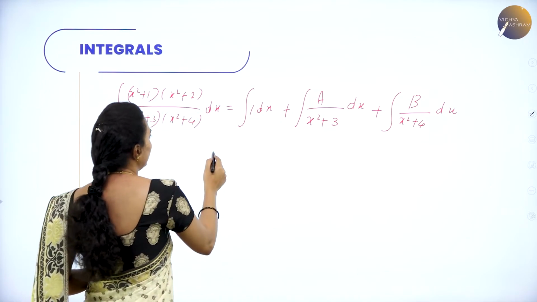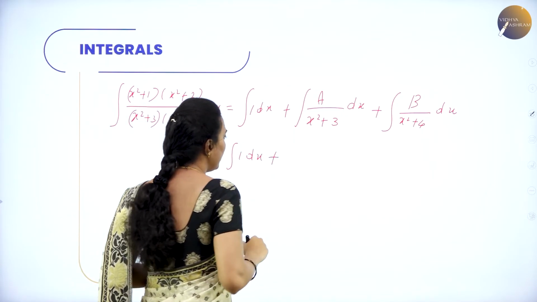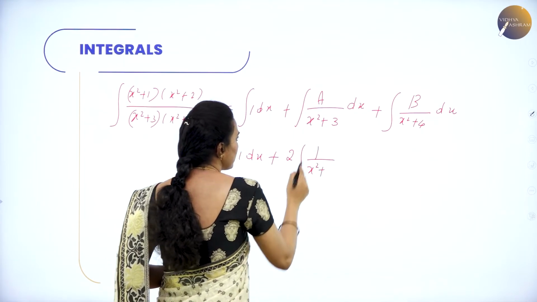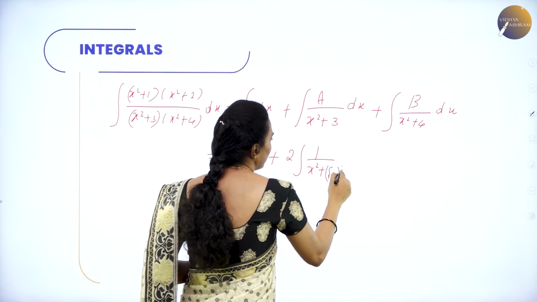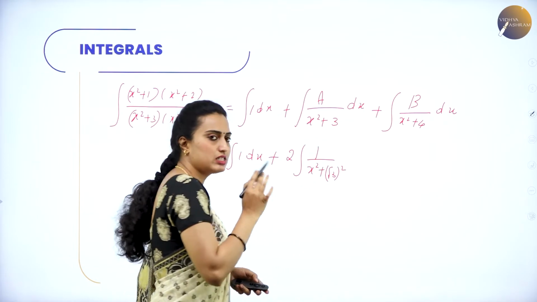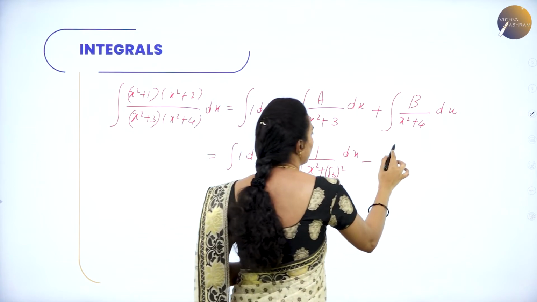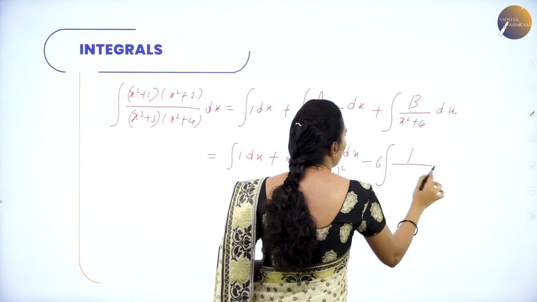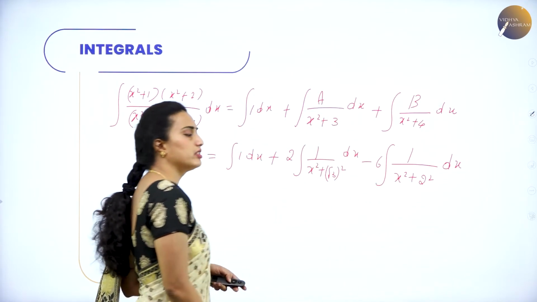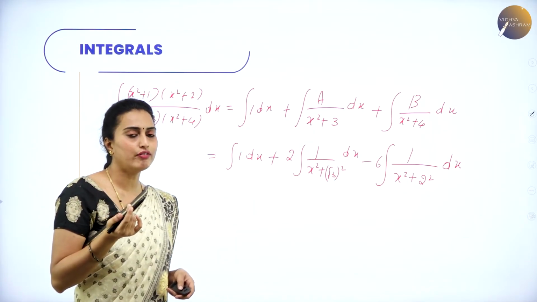Now again integrating and substituting the a and b values, integral of 1 into dx plus a is 2. So 2 will come outside, 1 divided by x squared plus, you can write this as root 3 whole squared, because it is in the form of x squared plus a squared. Root 3 whole squared, the root will go, only 3 is remaining, into dx. Here the b value is minus 6, plus into minus is minus, integral of 6 into 1 over x squared plus 2 squared, because I am writing 4 as 2 squared. So this is x squared plus a squared, which is 1 by a into tan inverse of x by a.